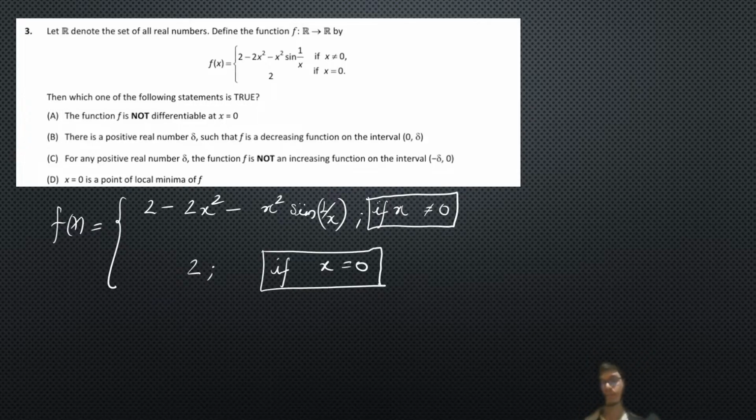So if you have this definition, you have to find out which of the following statements is true. The first statement is checking for differentiability there. Then it asks whether there is a positive real number delta such that f is a decreasing function on the interval 0 to delta. The third option says that for any positive real number delta, the function is not an increasing function on the interval minus delta to 0. And the last option is that x equal to 0 is a point of local minima, right?